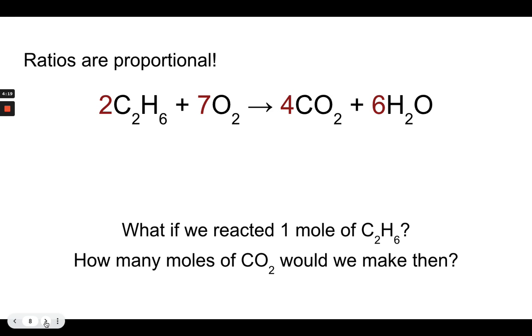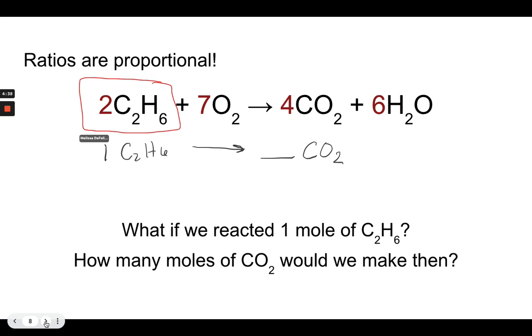So let's look at this problem. What if instead of 2 moles of C2H6, we wanted to react 1 mole of C2H6? How would that translate into moles of CO2 that can be made? There's a couple of ways that we can look at this. First, we can go laterally. Let's highlight what we have here. Remember that if you're looking at 2 substances, you can ignore the other things.